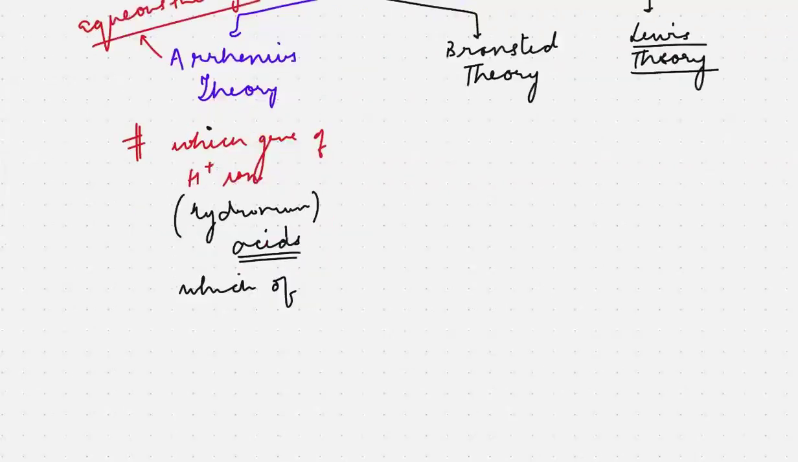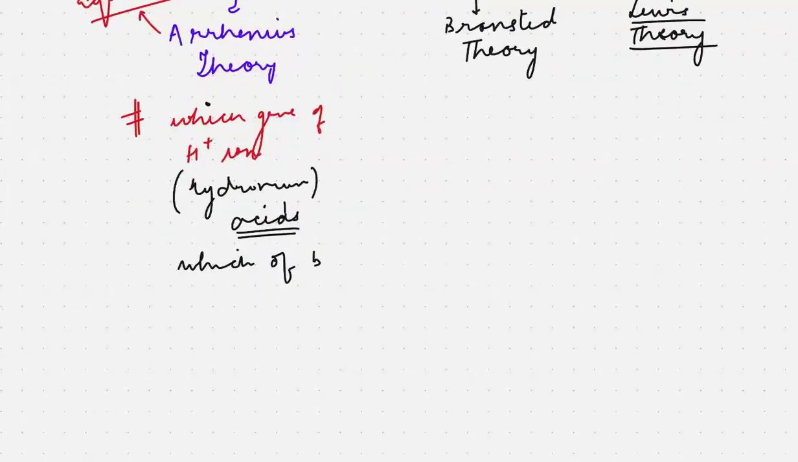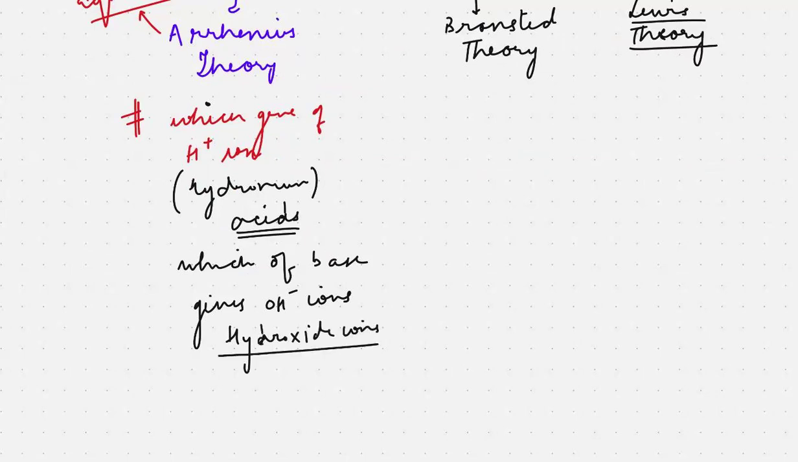Similarly, the substances which give off H plus easier are the stronger acids. Now, bases give OH negative ions. OH negative is called the hydroxide ion. So the substances which give a lot of OH negative ions will be called bases.